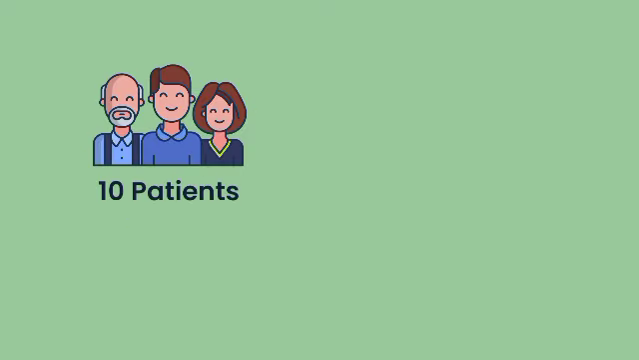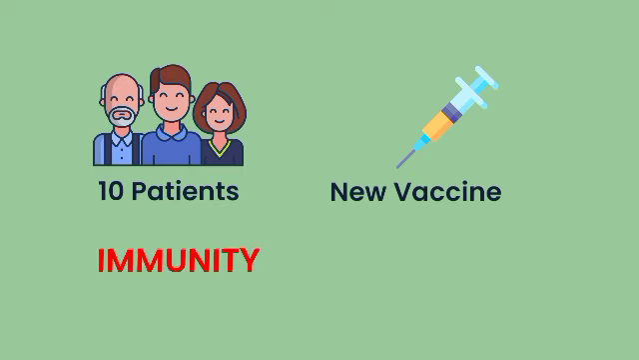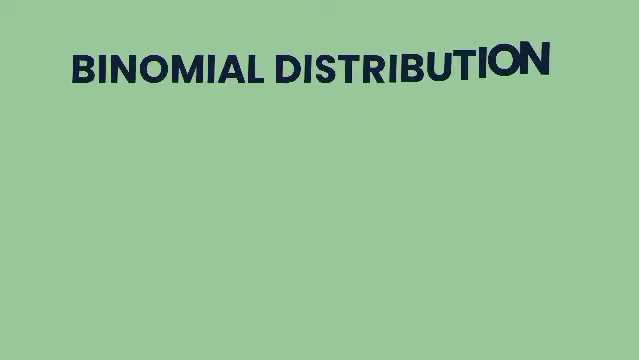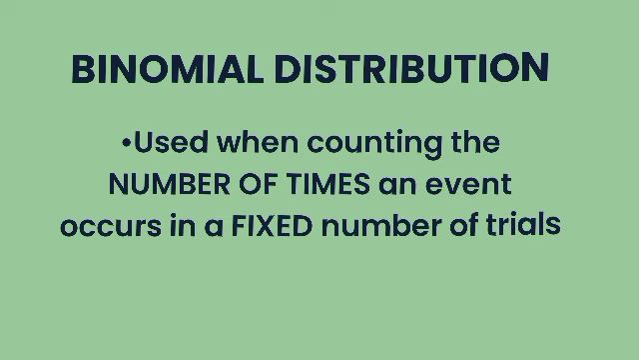Imagine that 10 patients receive a new vaccine and each of the patients either develops immunity or does not develop immunity. For this type of scenario, binomial probability distribution comes in. Binomial distribution is a type of probability distribution that we use when we are counting the number of times an event occurs in a fixed number of trials.